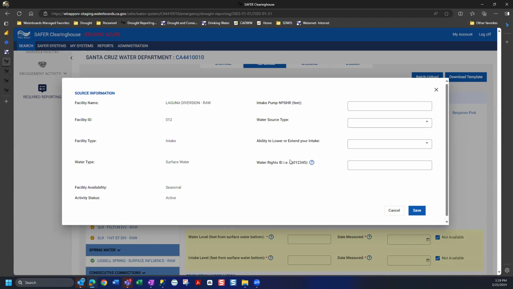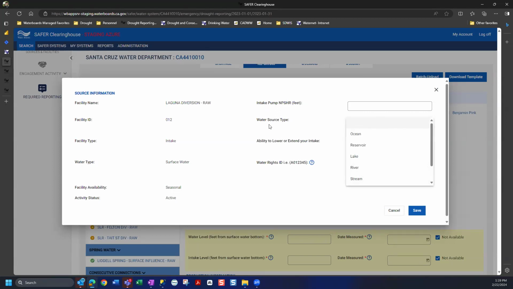We have questions over here that are not required questions to be able to fill out this report, but they are questions that we are asking in hopes that we can get some more additional data about this source. So we're asking for your intake pump, net pump suction head. We are asking for water source type.